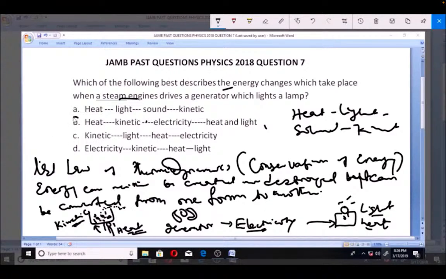So you see that option B is the right answer, because there is heat, as we have here, you heat the container in order to convert the water to steam. That's what a steam engine does. Then the water gets kinetic energy when it's going from water to steam because of the increase in temperature. Then the force of this steam in turning the shaft in the generator generates electricity. And this electricity is used to heat and light up your lamp. So option B is the right answer.